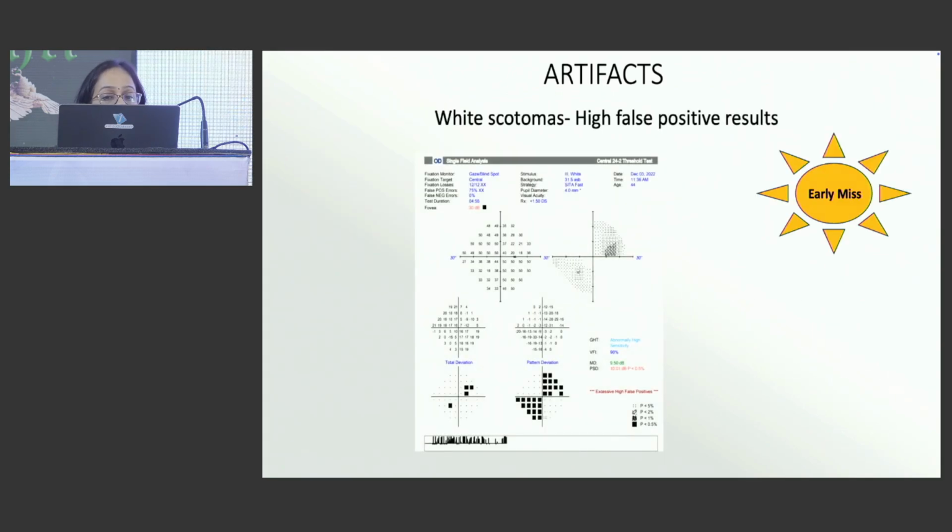And you can have white scotomas if there is high false positive error, as you see here. And if you have high false positive errors, there is a chance of missing field defects. So it's like an early miss where you may miss genuine field defects.